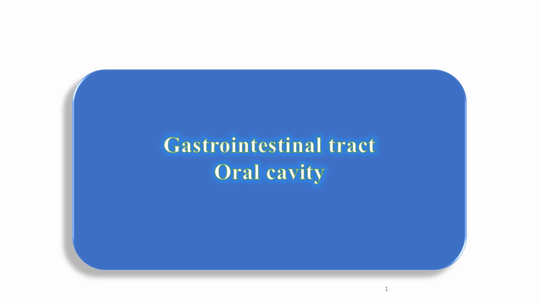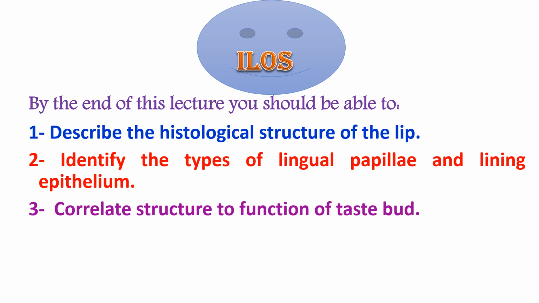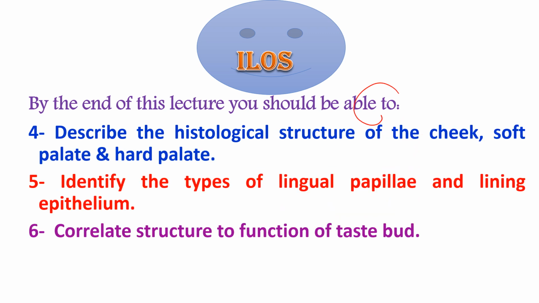Today in our lecture we are going to talk about the oral cavity. By the end of this lecture you will be able to identify the structure of the lip, and the structure of the tongue with the histological structure present on its surface, which is called papillae. Also we are going to know the structure of the taste bud. We are going to talk about the histological structure of the cheek, soft palate and hard palate.